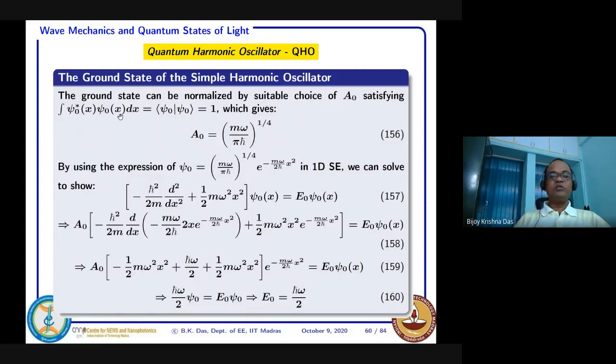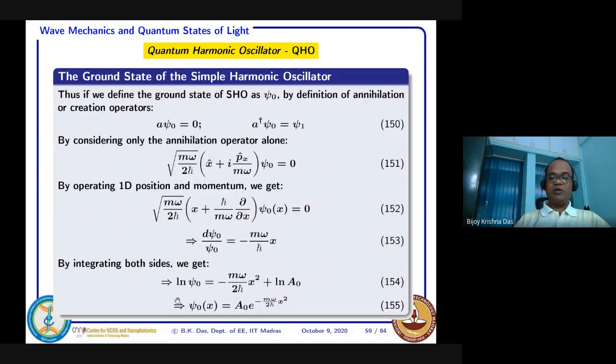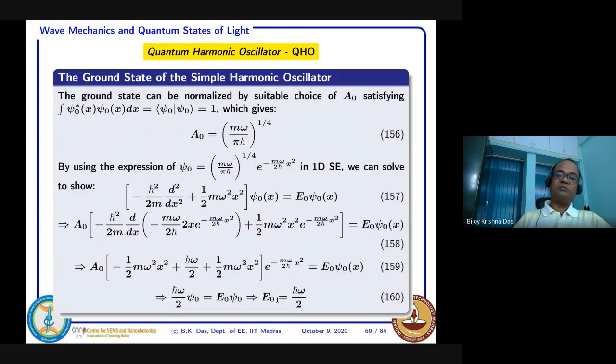So if we just do that, you use a naught square and e to the power minus m omega by h cut x square, and then you integrate from minus infinity to plus infinity. You have to use some gamma function things, and then you can find out your constant value, m omega by pi h cut to the power 1 by 4. So now you find a very nice equation.